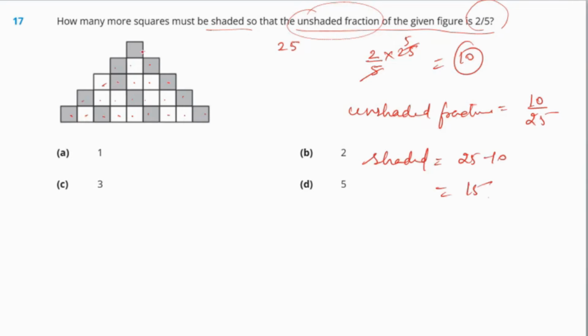And how many are shaded now? So 1, 2, 3, 4, 5, 6, 7, 8, 9, 10, 11, 12. 12 are shaded. We need to shade 15. So which means we need to shade how many more? We need to shade 3 parts more. So 3 will be the correct answer.